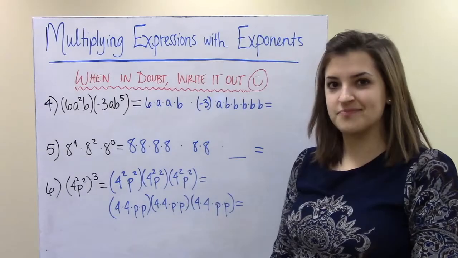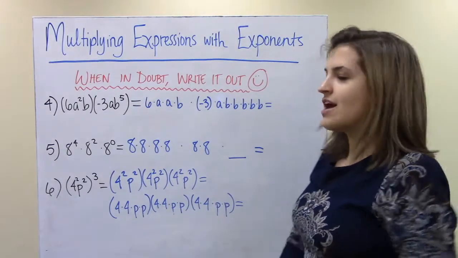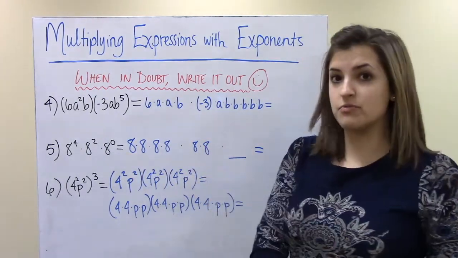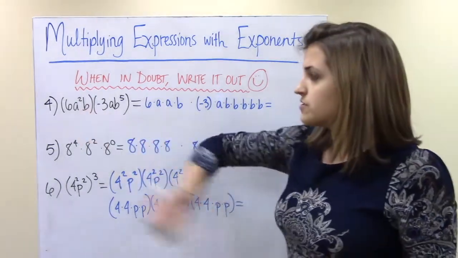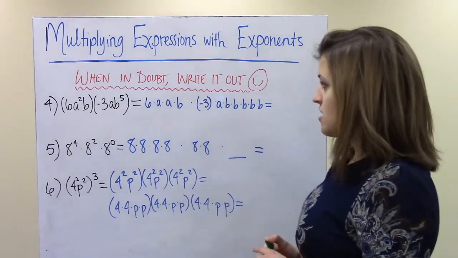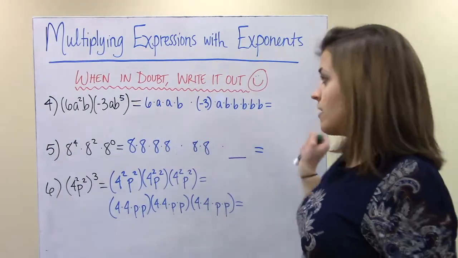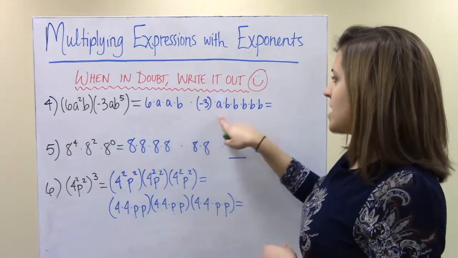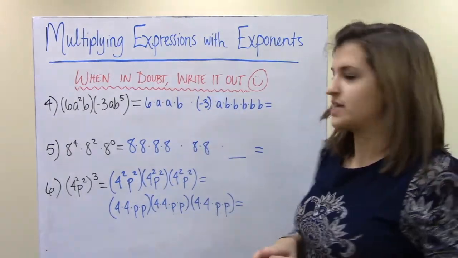Okay, we have several more examples. And for the sake of time, I took the liberty of writing all of these out, but I will go through them one by one. So the first one, we have 6a squared b times negative 3ab to the fifth. So this will be everything written out. Looks like 6 times a times b times negative 3 times a times 5 b's multiplied together.